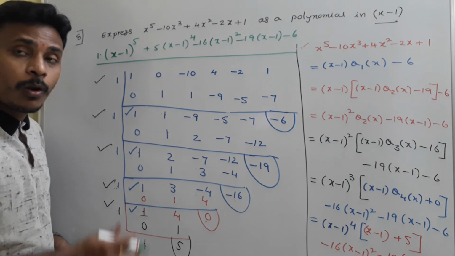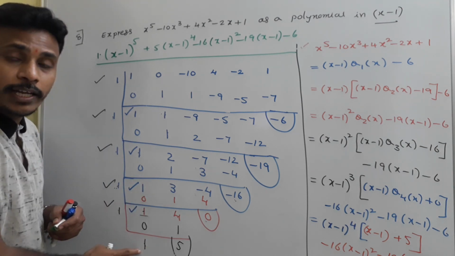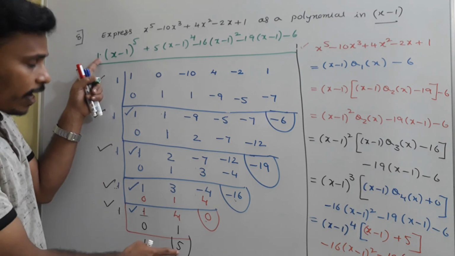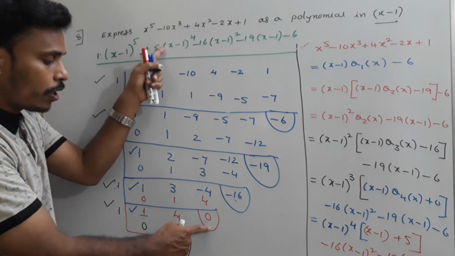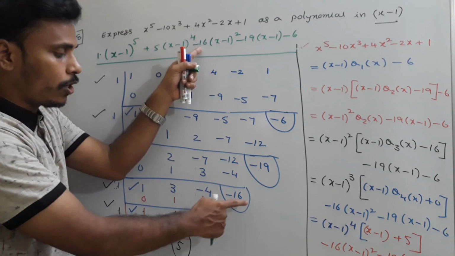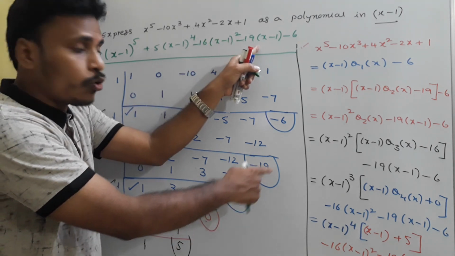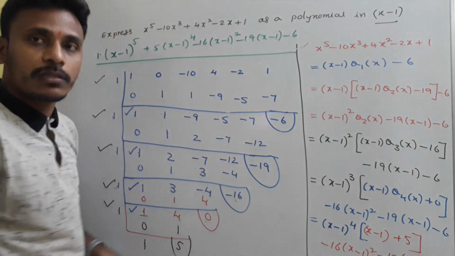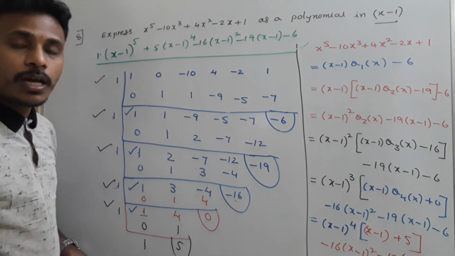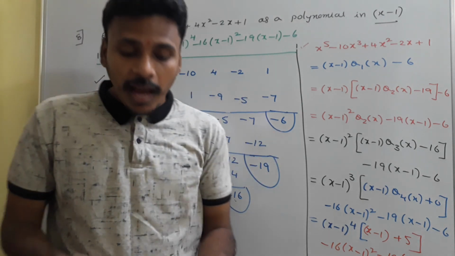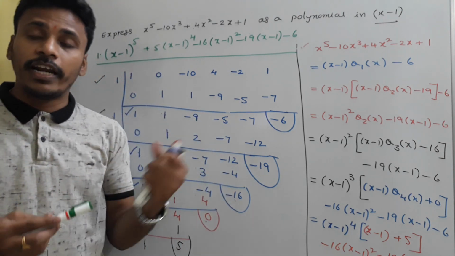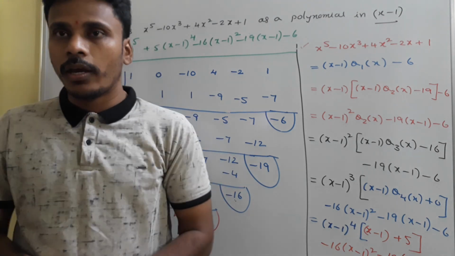What is that polynomial? Once again I repeat for you. 1 into (x minus 1) to the power 5, 5 into (x minus 1) to the power 4, 0 into (x minus 1) whole cube, minus 16 into (x minus 1) square, minus 19 into (x minus 1) and minus 6. Have a look. And then in the next class, I will give you some more problems related to this and everything. Okay, have a look.